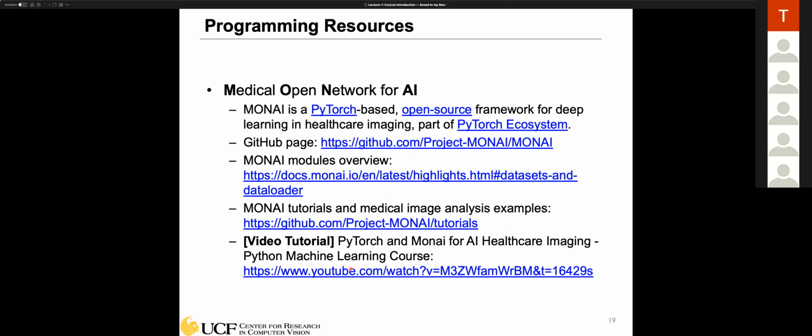Yeah, here I also have found a video tutorial recently. They give a very in-depth step by step of how you are able to use this tool to accomplish medical image analysis using deep learning.